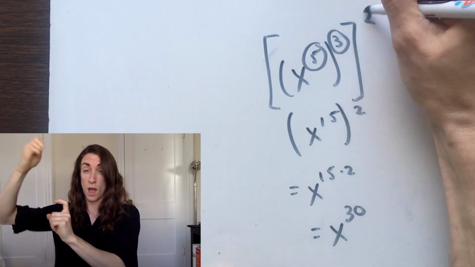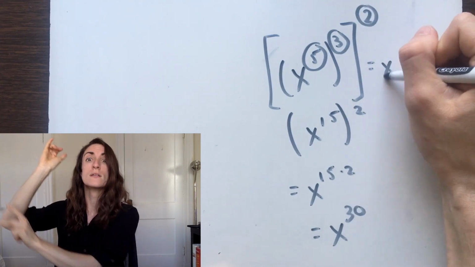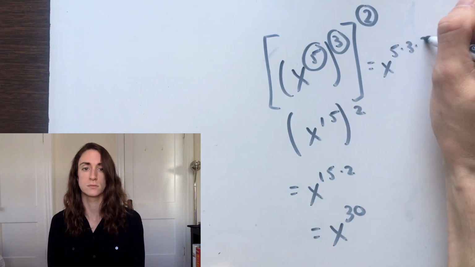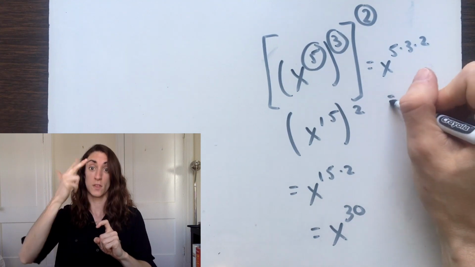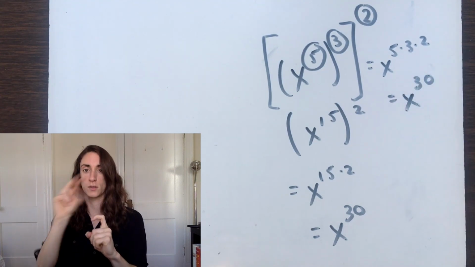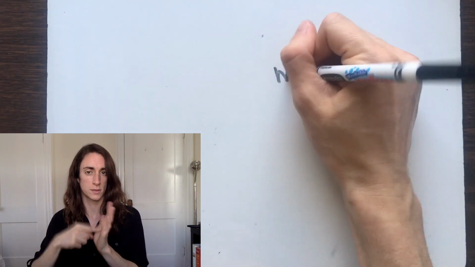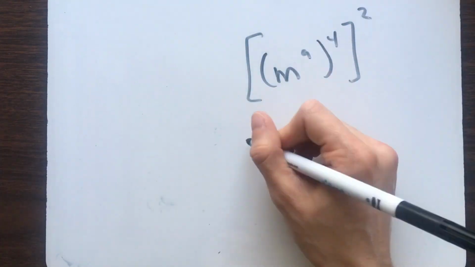The takeaway here is that if you have a term raised to a power, raised to another power, raised to another power, for any number of steps, you can simplify that by finding the product of all the exponents and using that as the exponent for the base. Let's look at another example of that type.